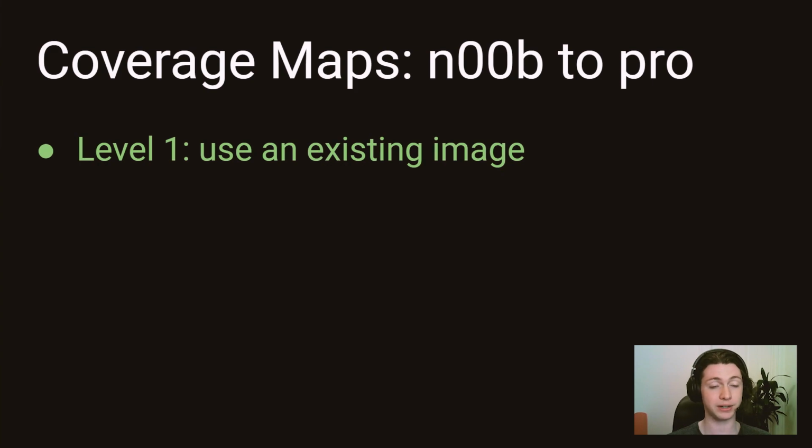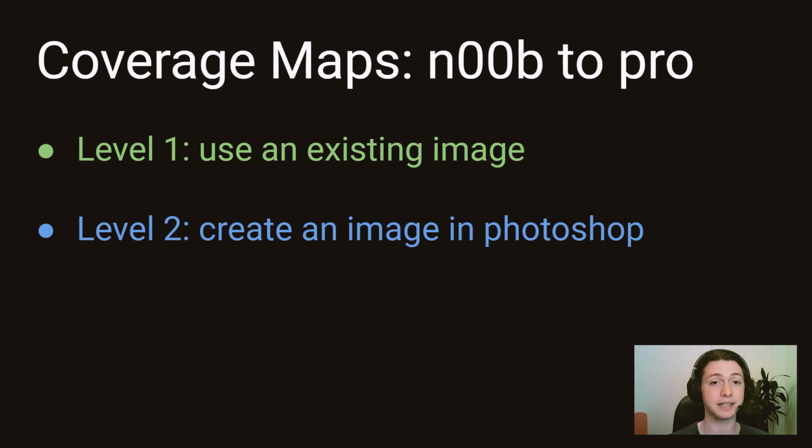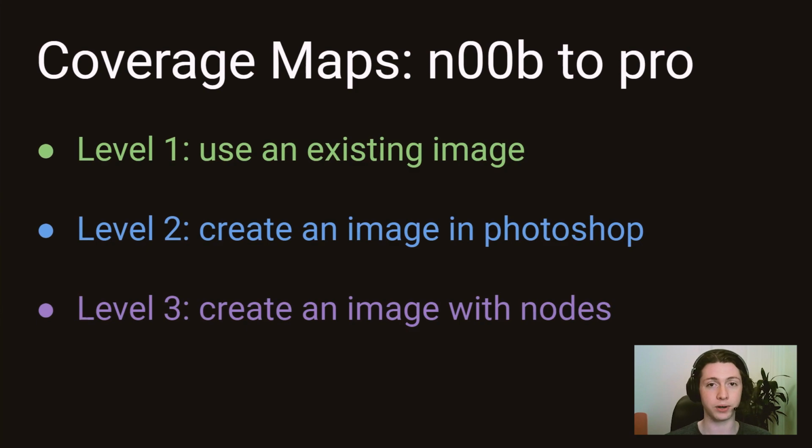The first thing we're going to do is just use an existing image as a coverage map. The second thing is we're going to learn how to create an image in Photoshop that looks like a good coverage map, because there are some things that look good and some things that look bad, and so we'll talk about that. And then we're going to learn how to create a coverage map with nodes, with the shader editor.